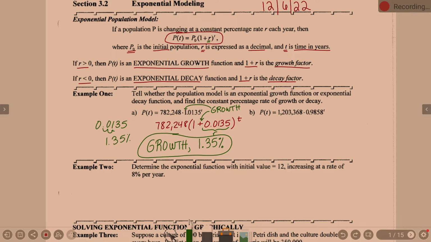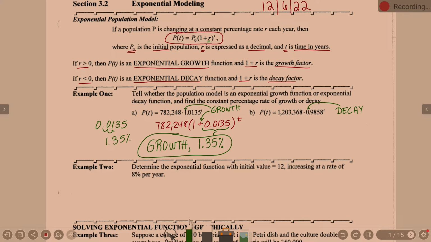Okay. What about B? Decay. Because, yeah, because it's less than 1. The fact that that is 0 point something. Yeah. Okay. Less than 1. Because that piece right there is less than 1. That's going to tell me decay.